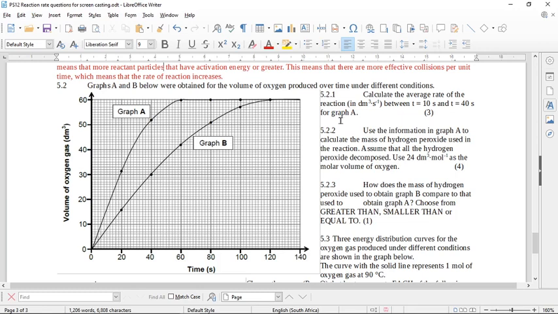So let's calculate the average rate of reaction between t equals 10. Okay, so let's have a look here at t equals 10, v equals, what do we read off the graph at 10?